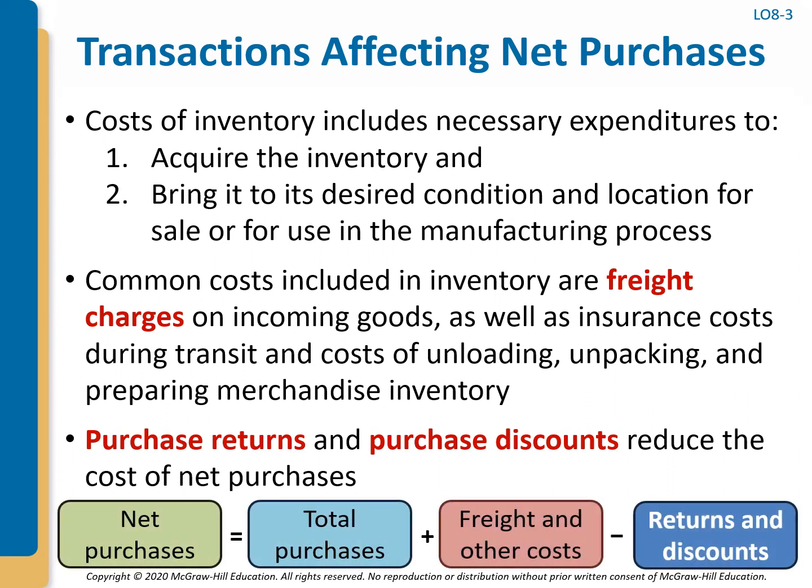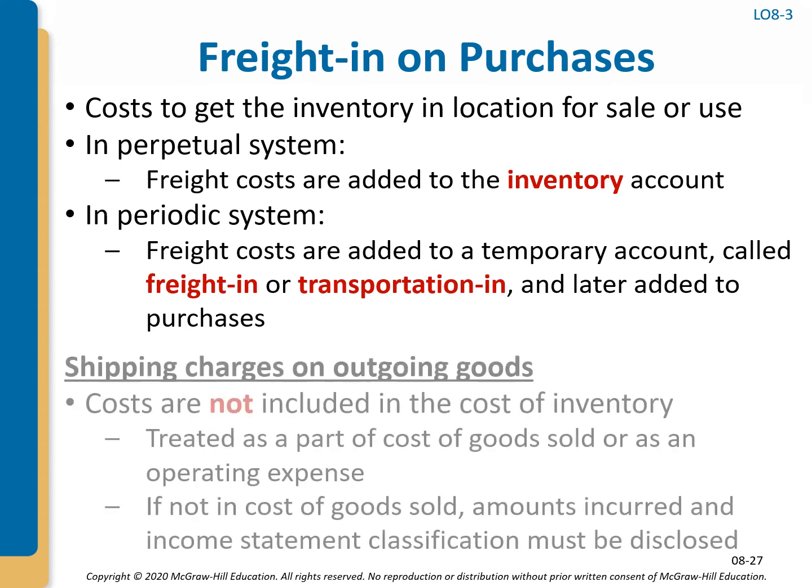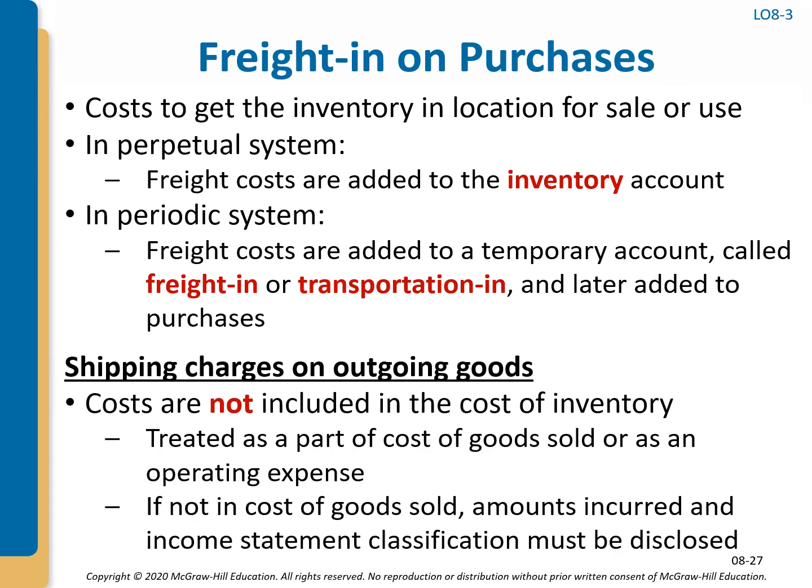So net purchase, the cost that is capitalized, is total purchases plus freight and other costs minus all items returned as well as discounts given. Now, for freight in on purchases, if we're using a perpetual inventory system, all of the costs are part of inventory and are recorded in the inventory account.